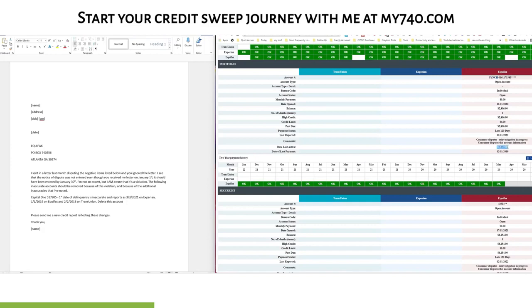Now, one thing that you want to note on here is that a collection should not have a late payment in the payment status. It should say collection, not late 120 days. So this is something that can be used to dispute this account. And if you check it out, there's all these on-time payments, even though no payment has been made by this client. So all of this is inaccurate.